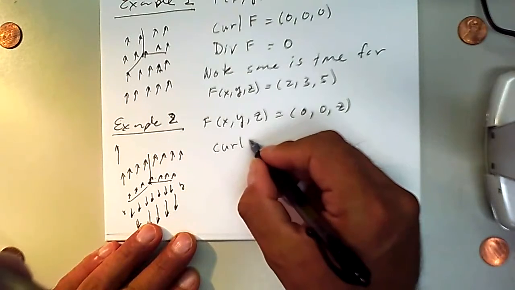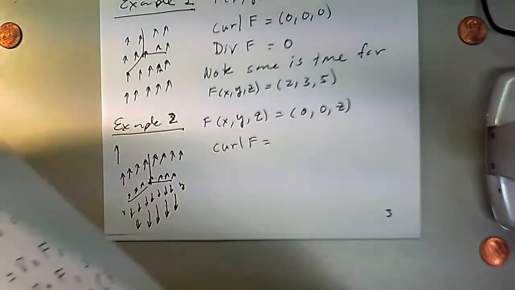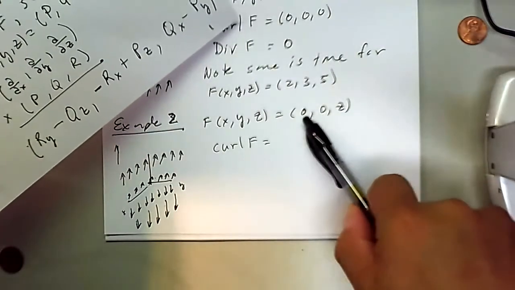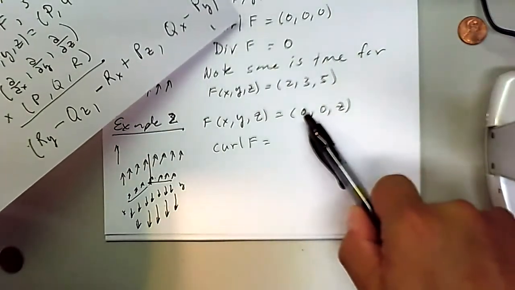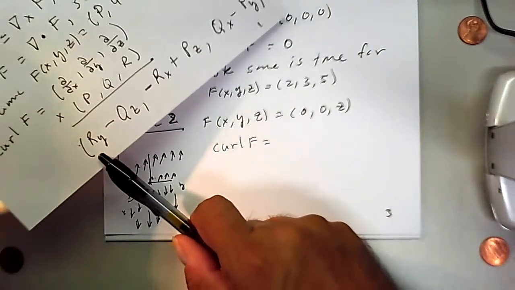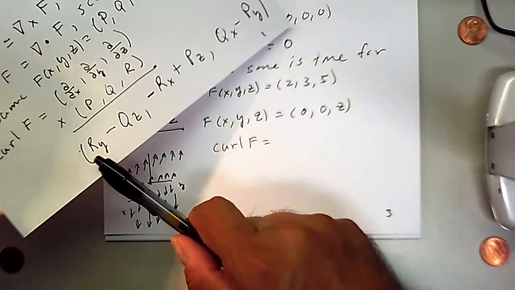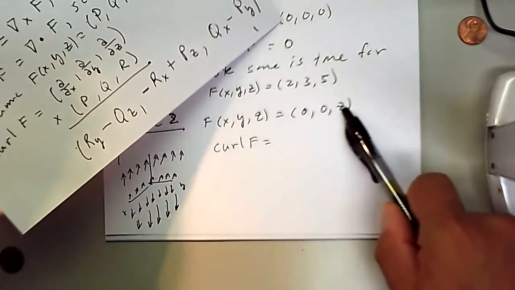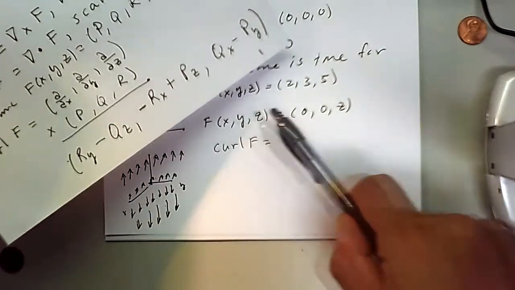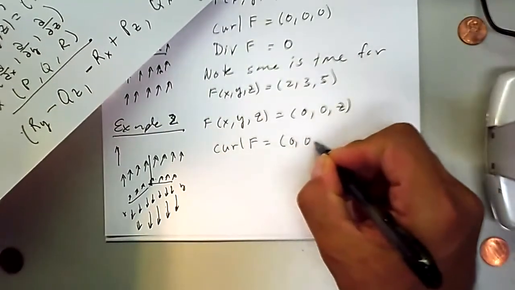The curl of F, remember the curl is this formula. The only thing that is not 0 is going to be PQR, R. But R is operated just by the derivative with respect to y. There's no y here, so we're going to end up with 0. And with respect to x, there's no x here, so we're going to end up with 0. So the curl is still 0, 0, 0.